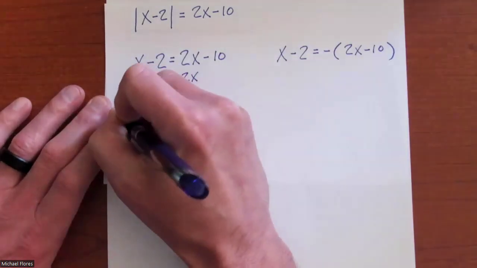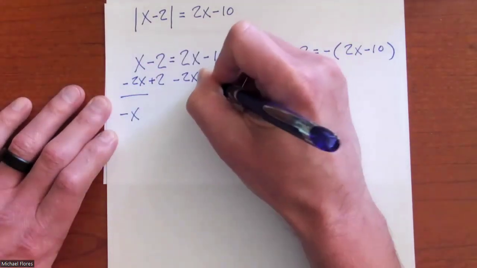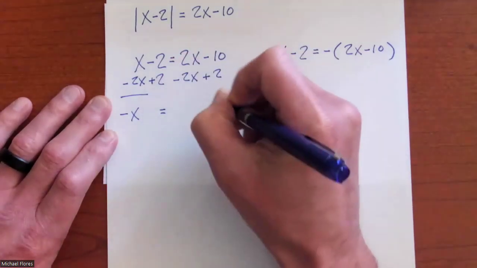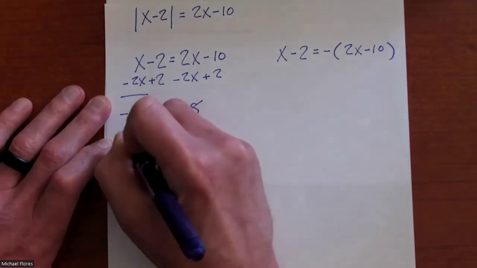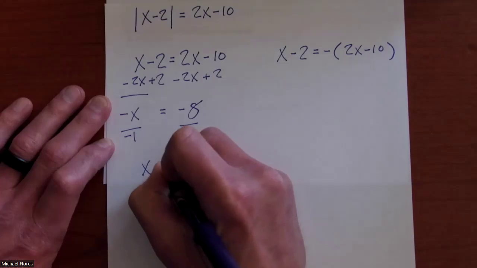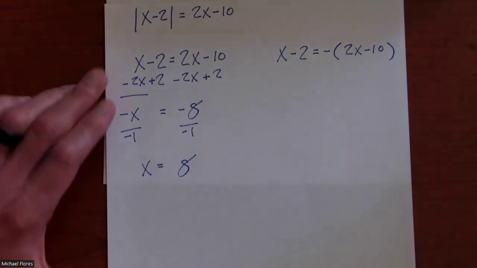All right, let's start simplifying this one here. That's going to give us -x. I'm going to add 2, bring it over here with the -10. -10 plus 2, -8. Divide the negative away. X equals 8. Potentially an answer.